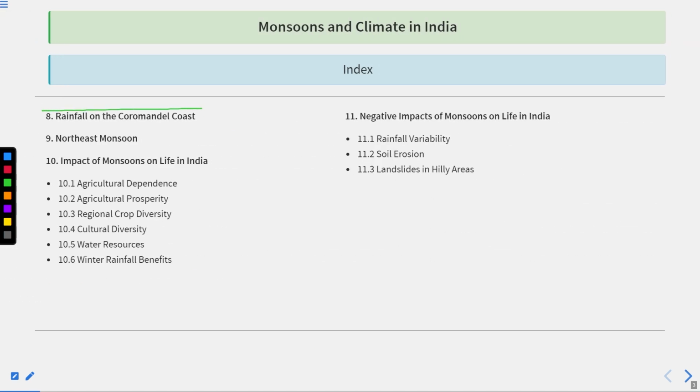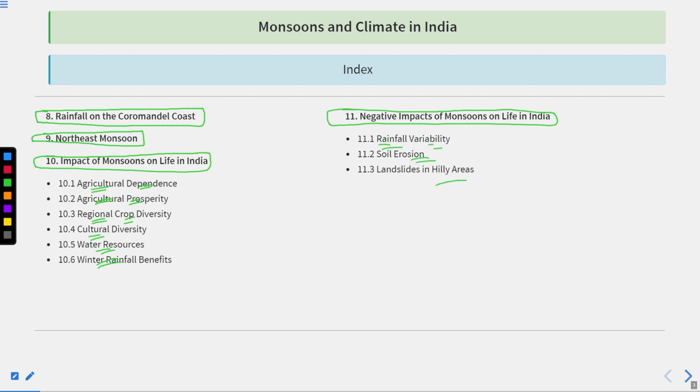Then we will discuss the rainfall on the Coromandel coast, then northeast monsoon, then the impacts of monsoon on life in India, in which we will discuss the agricultural dependence, agricultural prosperity, regional crop diversity, cultural diversity, water resources, winter rainfall benefits. And the last one will be the negative impacts of monsoon on life in India, like rainfall variability, soil erosion, and landslides in hill areas. Okay. So these are all the topics that we are going to discuss in this lecture.